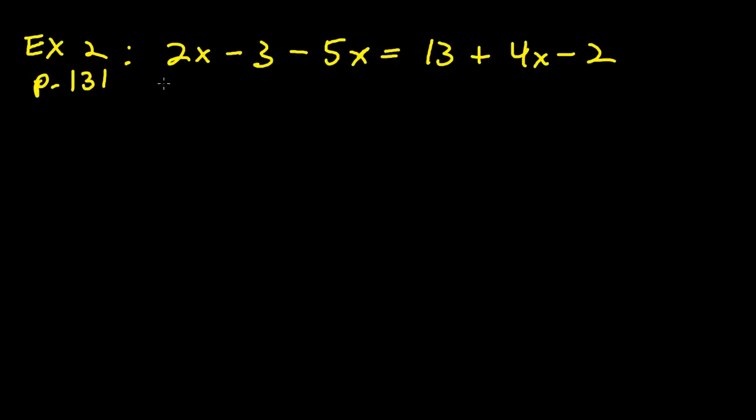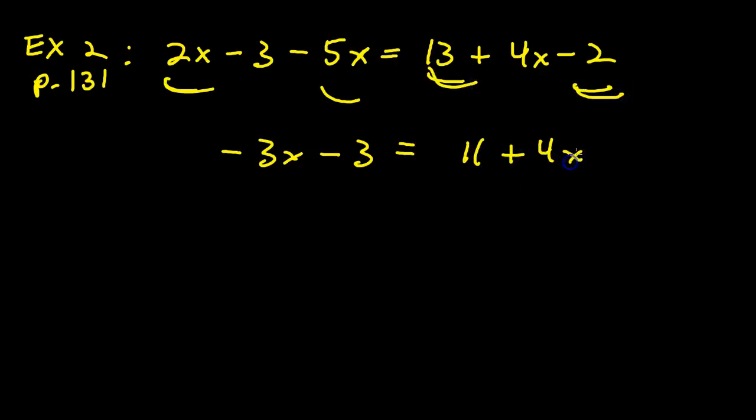And what I'm going to do is simplify on each side first. There are like terms that I can combine on both the left-hand side and the right-hand side. So let me do that first. On the left, 2x minus 5x is minus 3x, and don't forget about the minus 3 being subtracted there. And similarly on the right, 13 plus negative 2 is going to be 11. All right, so I can crunch those numbers together and get 11 plus 4x on the right.